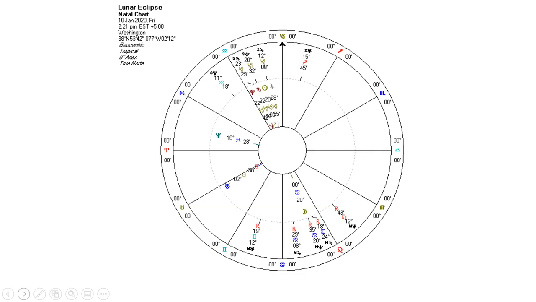The transiting eclipse node is smack dab on the north node of Pluto. And the eclipse sun is on the south node of Pluto. That Pluto-Saturn conjunction is balsamic to the south node of Saturn and the north node of Capricorn. So we still have some finishing off to do.